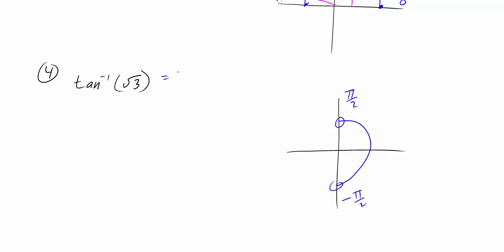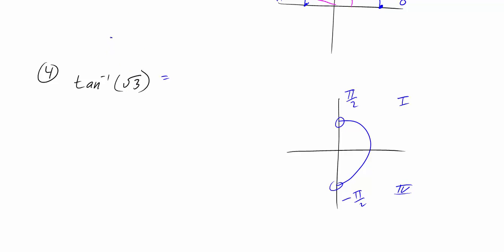So basically that means you would never have an answer of pi over 2 or negative pi over 2, only angles that are in between. So once again, we're looking at the first quadrant or the fourth quadrant, but if we're in the fourth quadrant, we know we're looking at the negative angle. Well, our inverse tangent here, we're looking at the square root of 3.